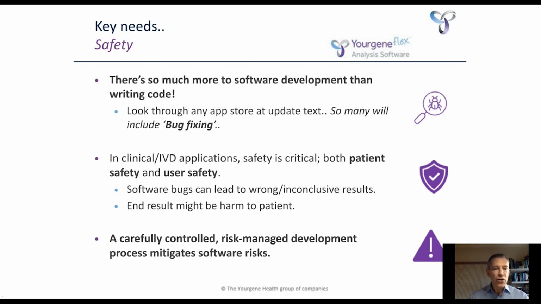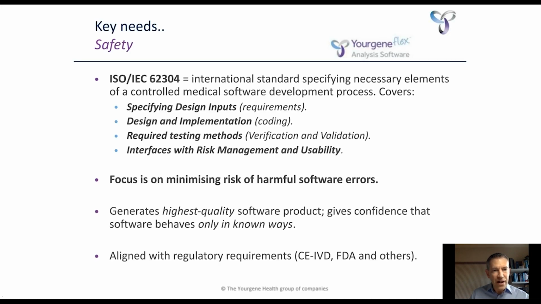But what can we do to control all of these? What are all of these risks? What does a risk management development process actually look like? So there is a standard for it, of course. There's a standard for everything. ISO IEC 62304 is an international standard, and it specifies all the necessary elements of a controlled medical software development process.